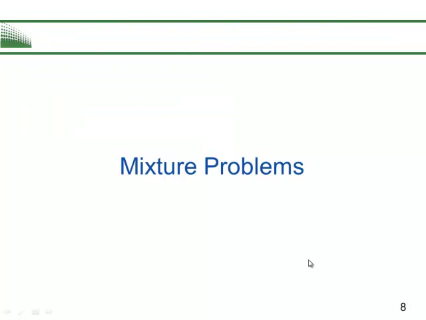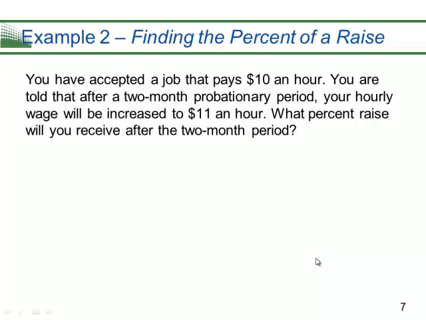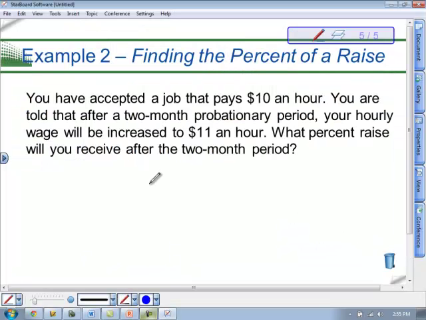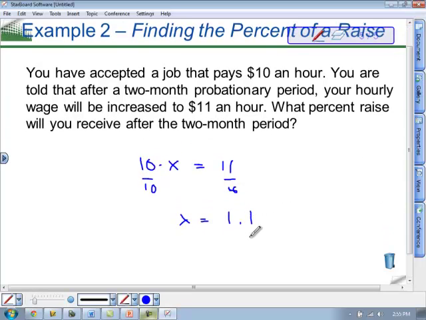So we want to figure out how much of a raise that is as a percentage. The way I like to look at these problems is, okay, well, I make $10 an hour. What would I have to multiply that by to get $11 an hour? Because that's my raise. That's my raise factor. That's my percent raise. So if I divide both sides by 10, what I get is 1.1. So what that tells me is this is 110%.